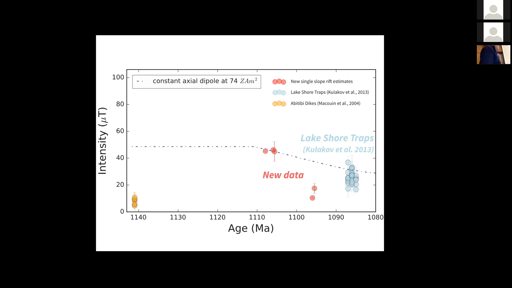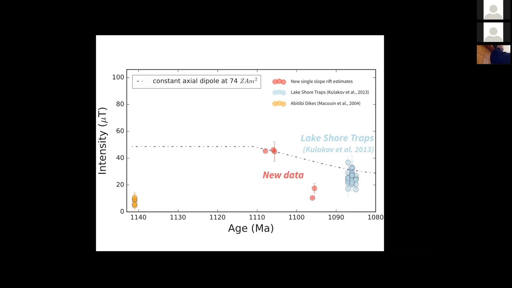So these are only the ones where we think we have behavior that can be interpreted as being a single slope. And the other thing I plotted on here, we're actually looking at intensity. Of course, that's latitude dependent. What's being plotted here in the dotted line is sort of bringing the first part of the talk into the picture.